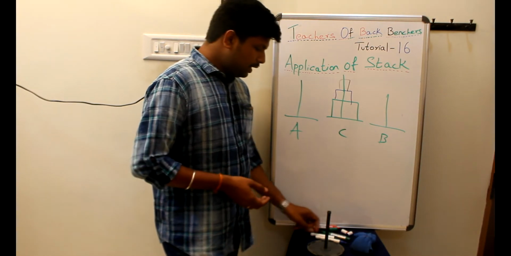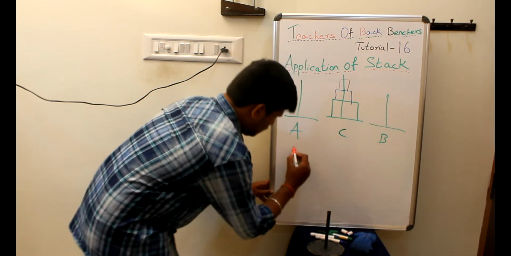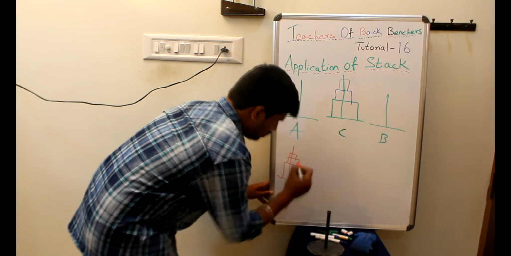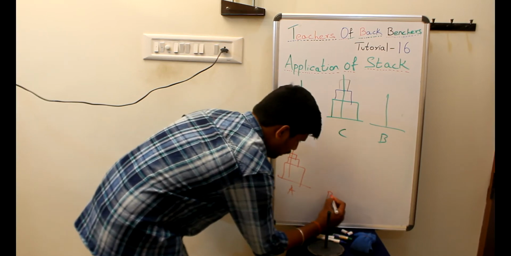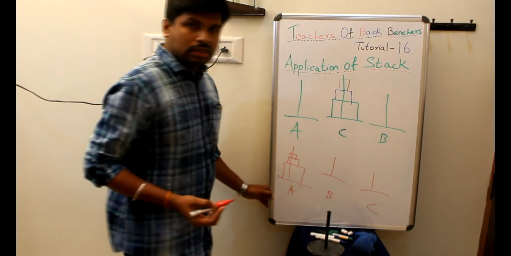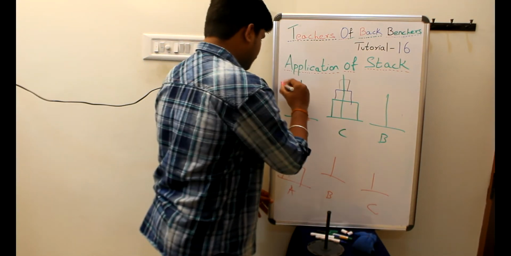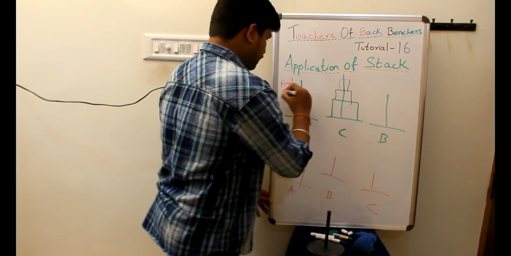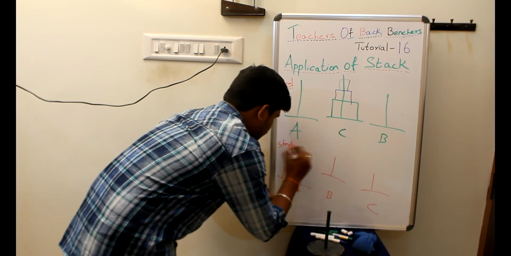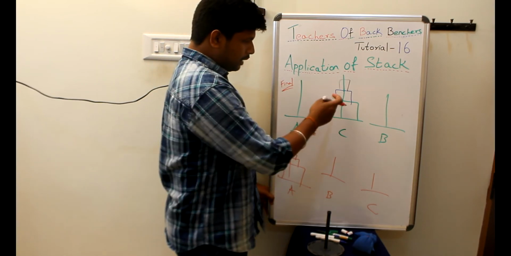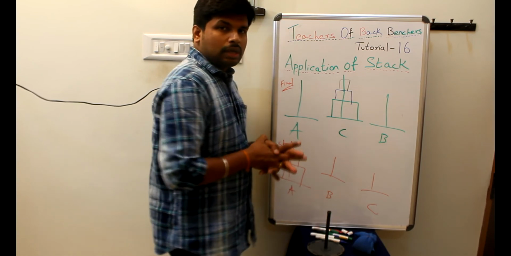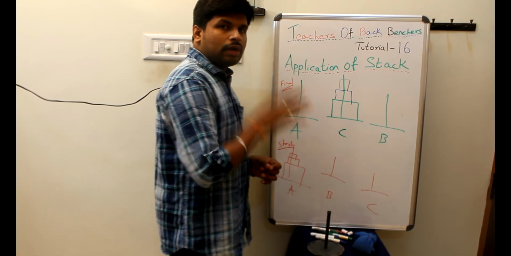Initially what happened is, we had the A, B and C process, and this is your final stage. In the final stage, all the elements are placed in C, and this is your start, where A, and this is your final stage. So by this concept we are using the application of stack in the Tower of Hanoi concept.